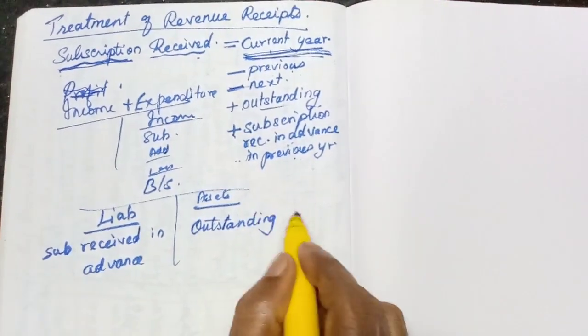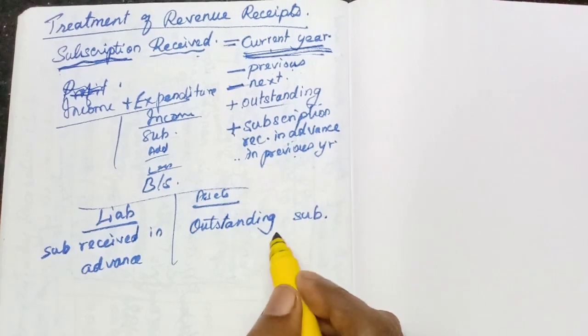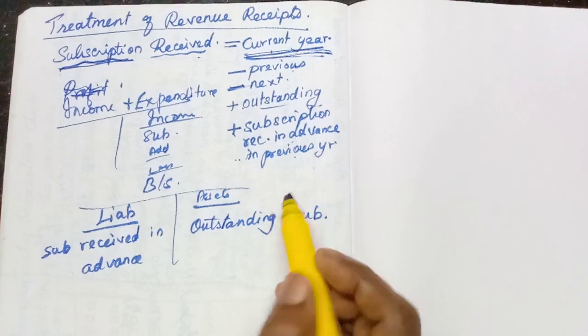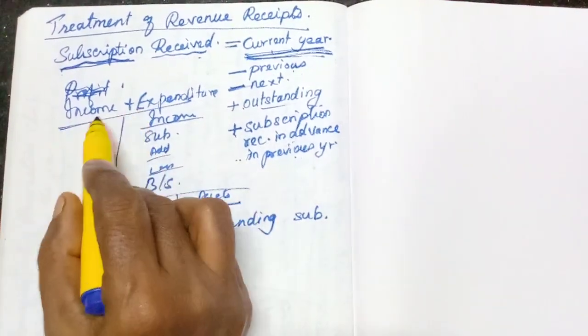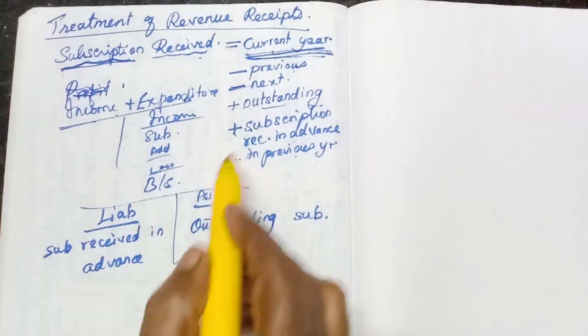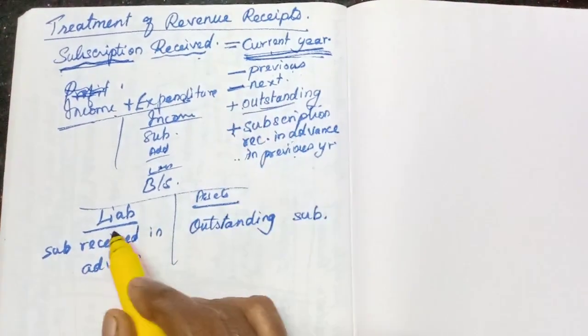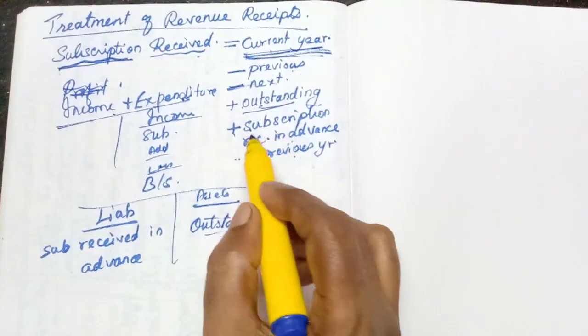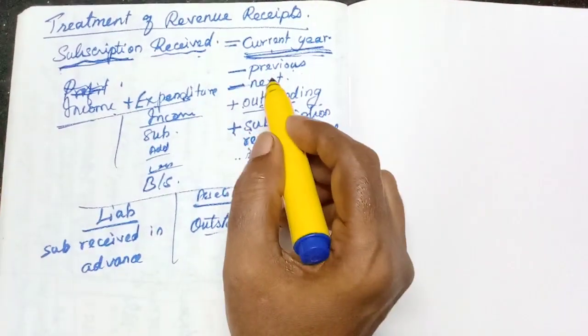Outstanding subscription. It is very easy, the treatment of the subscription in the final accounts. It will come in the income and expenditure account, income side. Then that particular item outstanding, where will it come? Outstanding is an asset.